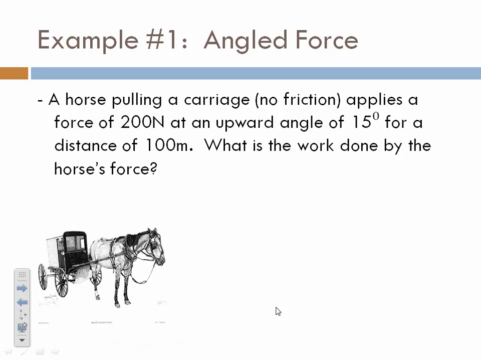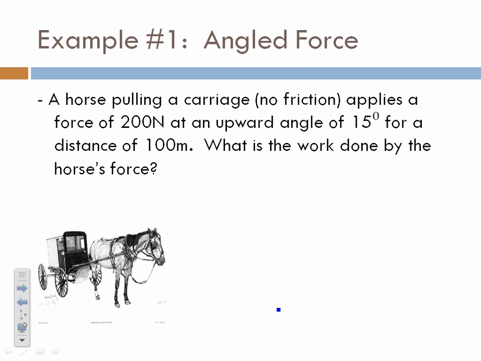So you should either have the handout or you will find it on the Moodle page, and you can follow along. So we have a horse pulling a carriage, and we're going to say in this case that there's not going to be any friction. It applies a 200 Newton force at an upward angle of 15 degrees for a distance of 100 meters. So what is the work done by the horse's force?